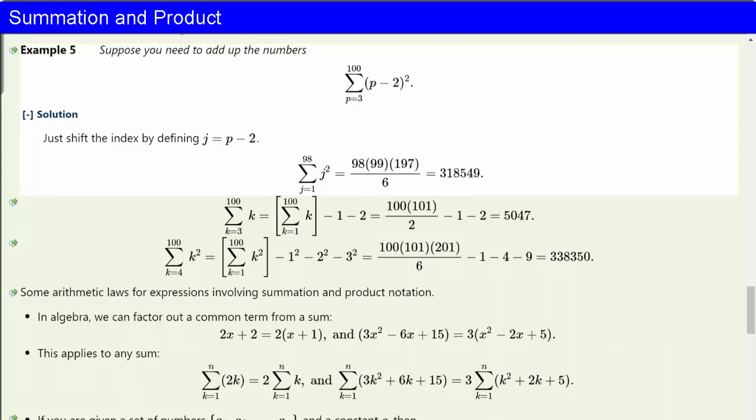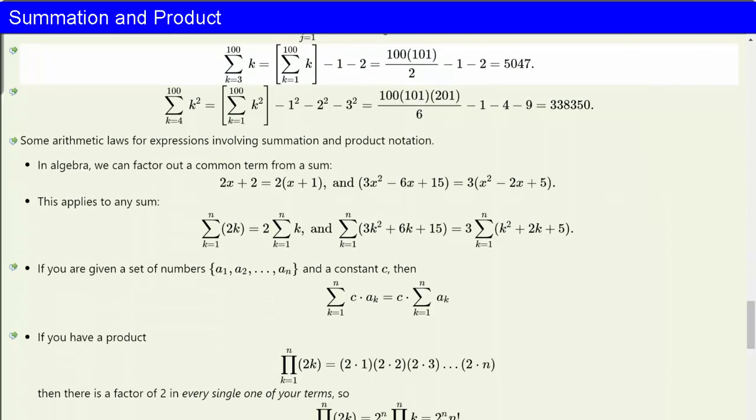And again, there is nothing sacred about a lower limit of 1 for the summation index. For example, the sum from k equal 3 to 100 of k is the same as the sum from k equal 1 to 100 of k, minus 1, minus 2. In other words, take off the first two terms. And that's the product 100 times 101 over 2, minus 1, minus 2, which is 5047.